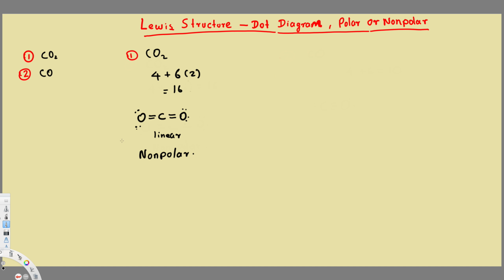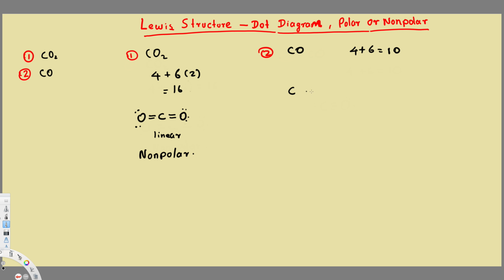So this is a non-polar molecule, right? So let's look at another one, the carbon monoxide. Let's see what is going to happen for carbon monoxide. The total valence electron count is going to be 4 plus 6, because carbon has 4 valence electrons and oxygen has 6 valence electrons. This is going to have 10 valence electrons, right?